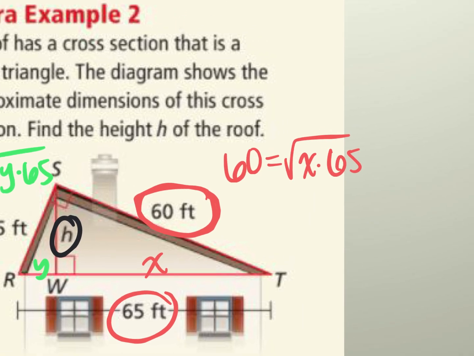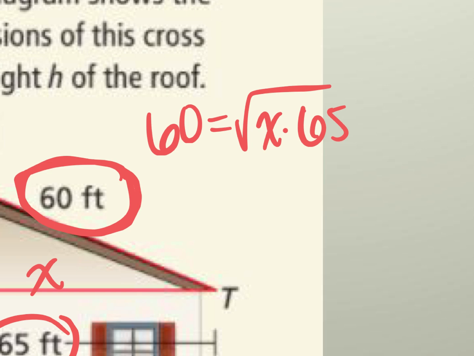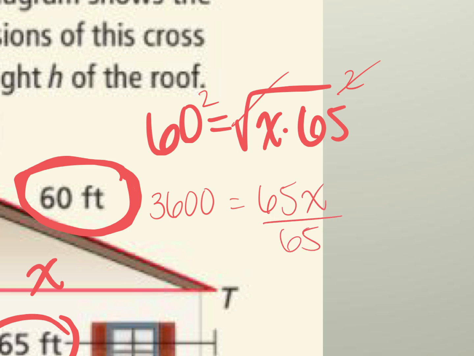Let's go ahead and start on this one in red, because that's the one that we picked in the beginning. How do we solve for x? Square both sides, very good. What's 60 squared? 3,600. What happens when you square a square root? They're inverses, they cancel. So what do I have on the right? 65x. What do I do next? Divide by 65 on both sides. What is 3,600 divided by 65? 55.4.